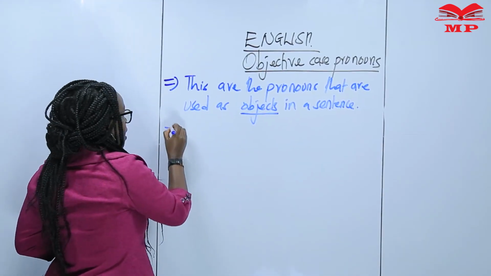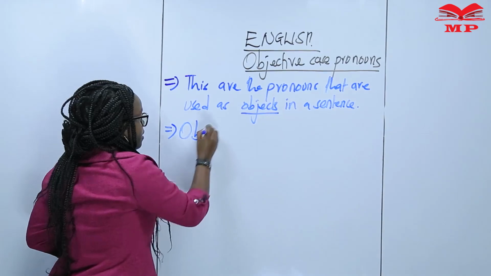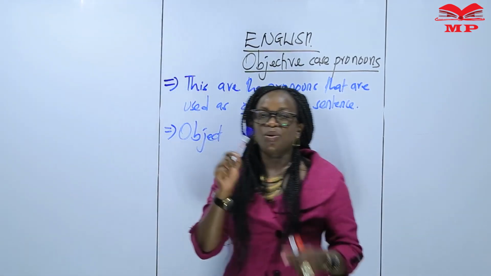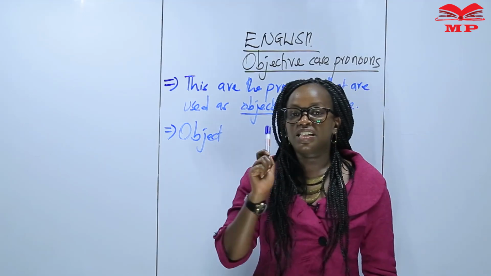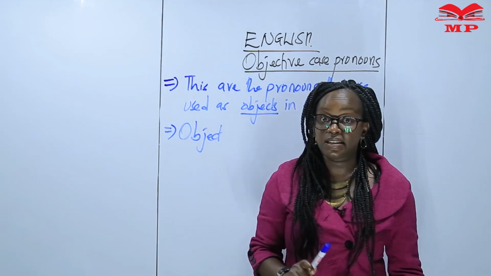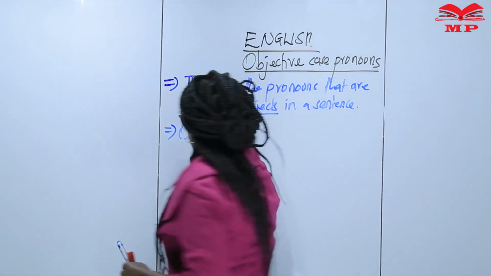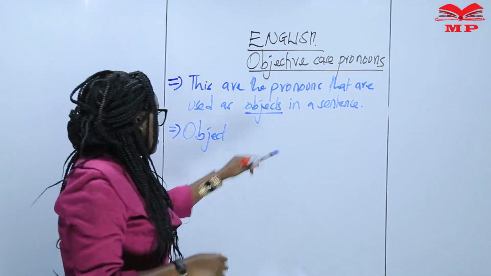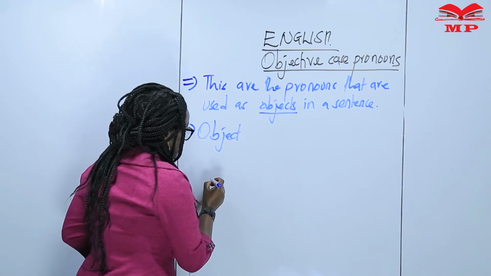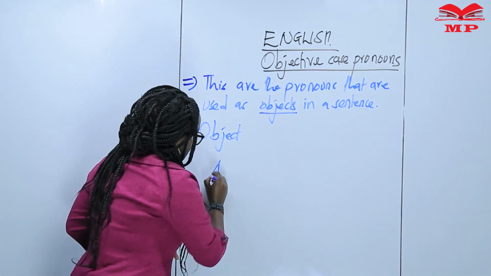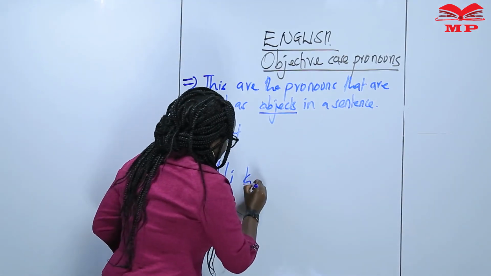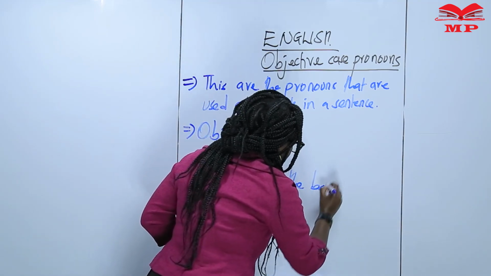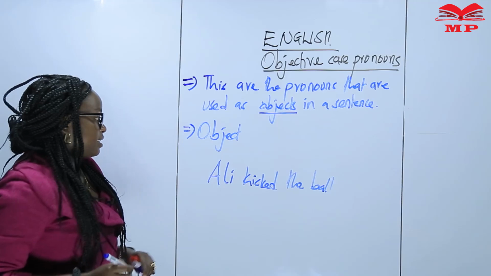Remember what we said regarding the subject. We said that the subject is always the doer of the action that is described by a verb in a sentence. Let me give an example of a sentence so that you can see the difference between the object and the subject. So let's look at this sentence. Ali kicked the ball.